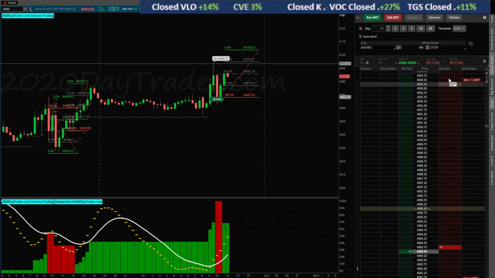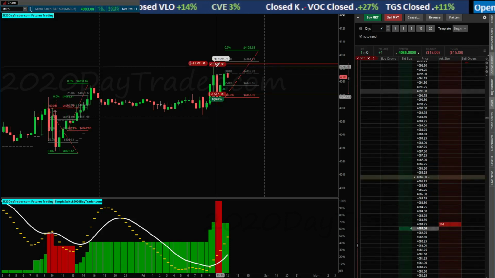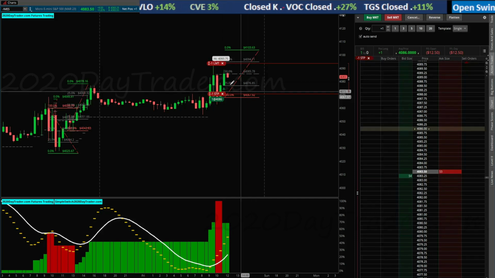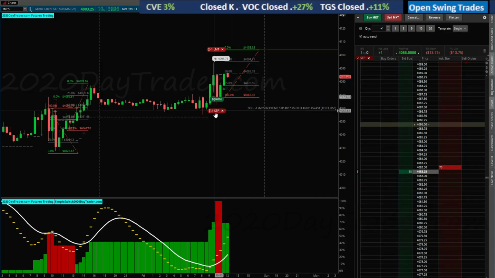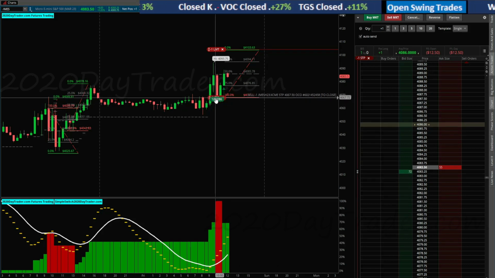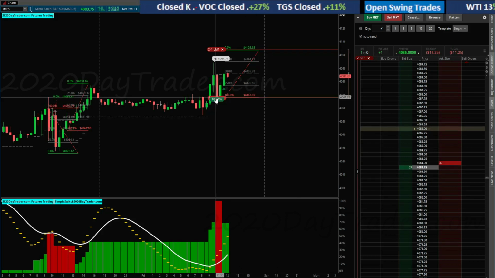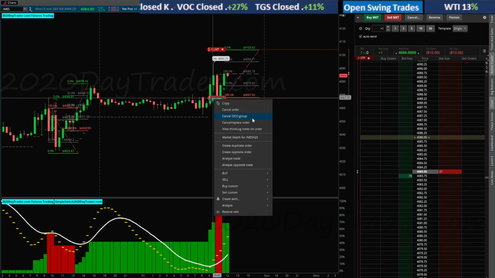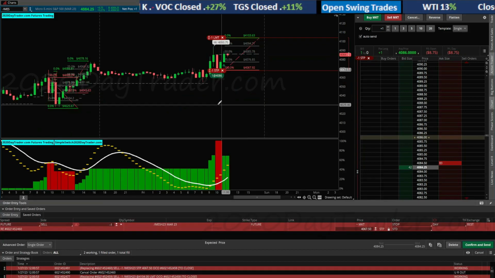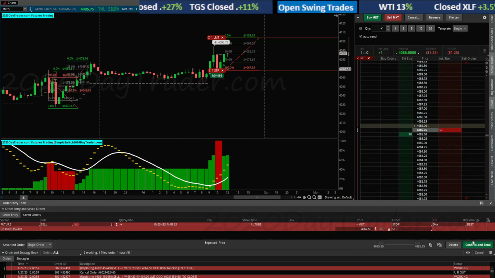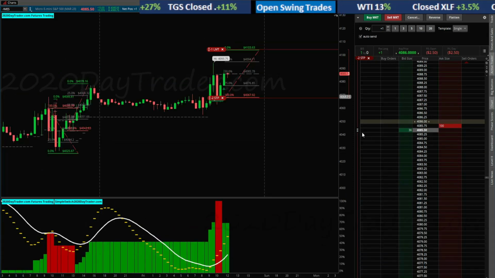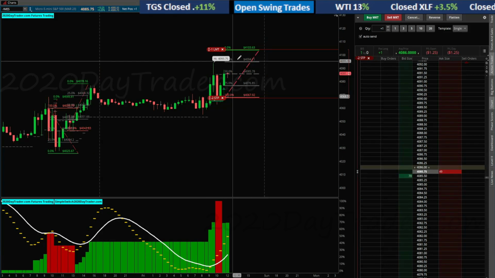Let's see here. Why did it do that? All right, so I got my limit order there. My stop right here, and then we're going to go ahead and change my stop order, cancel replace, to 2 contracts so that I can speed bump this. 2 contracts, confirm, and send. All right, there we go. So our speed bump is in, and we're good to go.